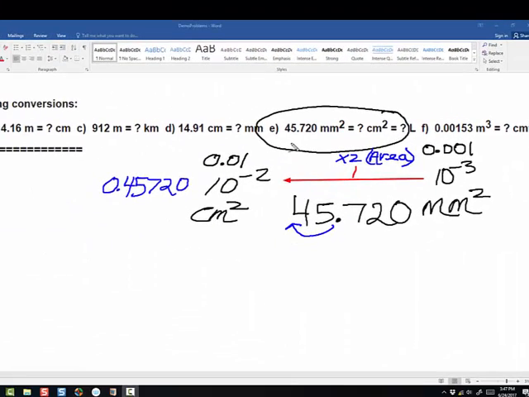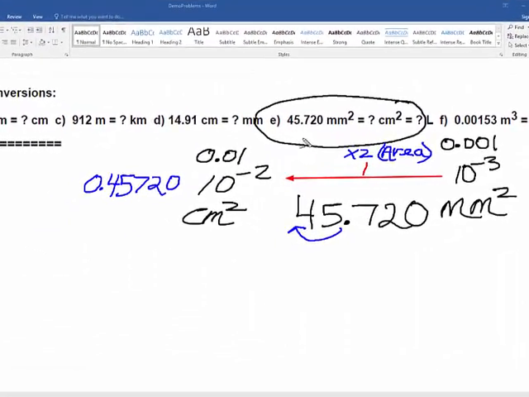Example E: 45.720 square millimeters is how many square centimeters? Start value, millimeters squared. Place value, 10 to the minus 3, or 1/1000th. Target value is square centimeters. Is a centimeter bigger or smaller than a millimeter? It's bigger, so we write it to the left. Decimal place will go left.